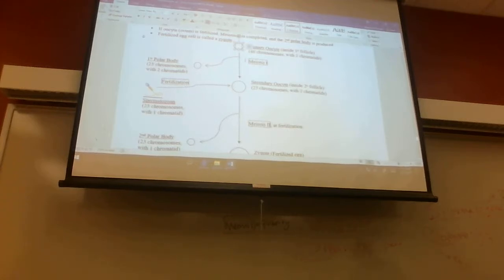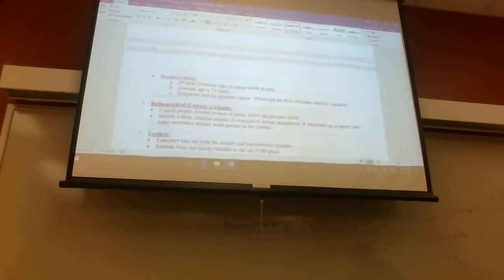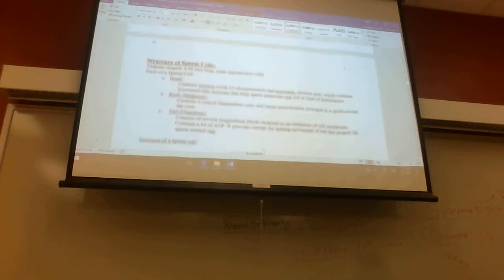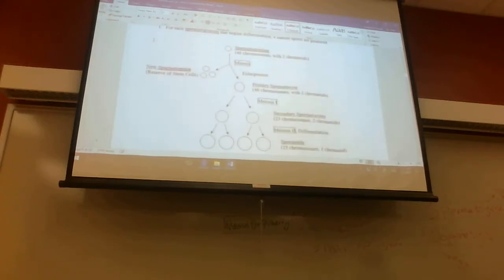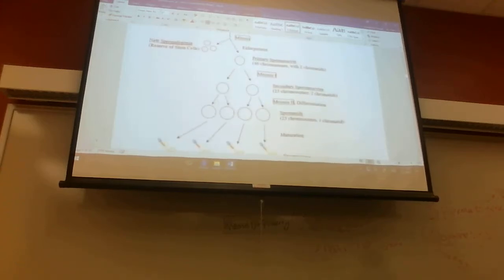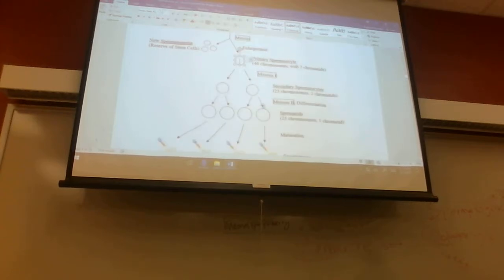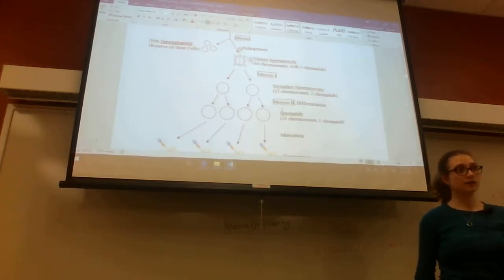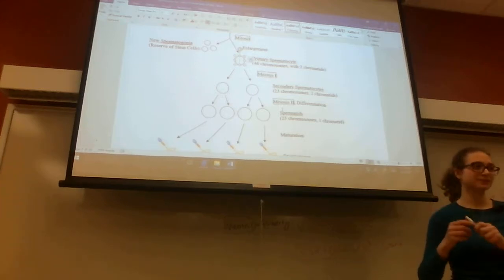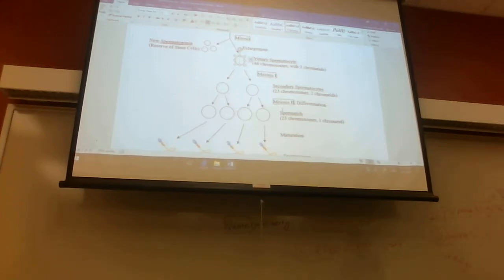Okay. I'm going to scroll up to the male really fast. In the male, this is the male. In the male, it's really easy because he just, oh, puberty, okay, divide. But in the female, it happens in stages. Meiosis 1 is puberty. Meiosis 2 is when the egg gets fertilized. Okay, so meiosis 2. So it happens in stages.